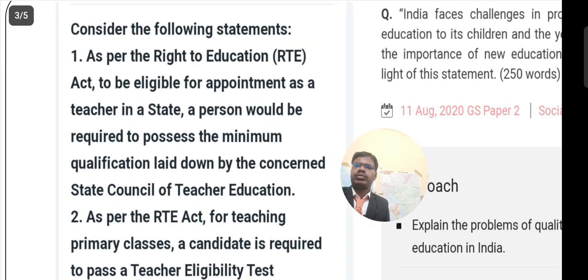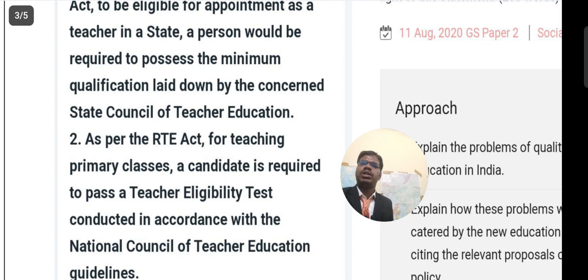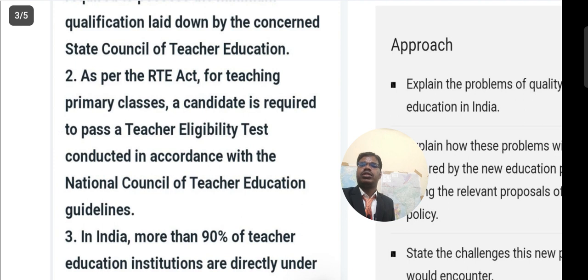As per the Right to Education Act, to be eligible for appointment as a teacher in the state, a person would be required to possess the minimum qualification level. No, it is not just a minimum; that is absolutely wrong. As per the RTE Act, for a teacher teaching primary classes, the candidate is required to pass a teacher eligibility test conducted in accordance with the National Council for Teacher Education guidelines. So this is the correct answer.